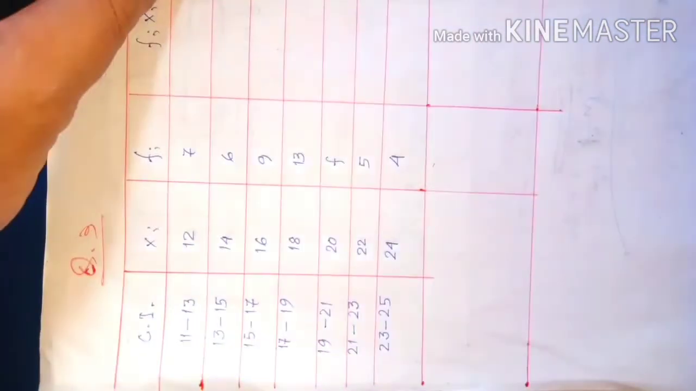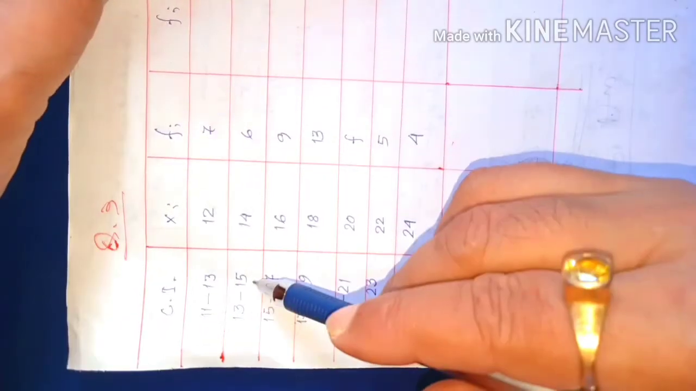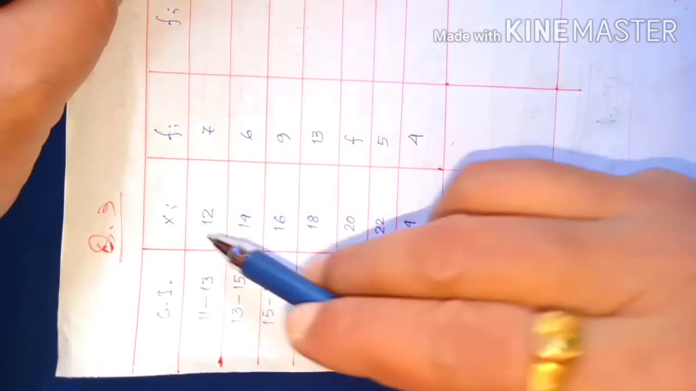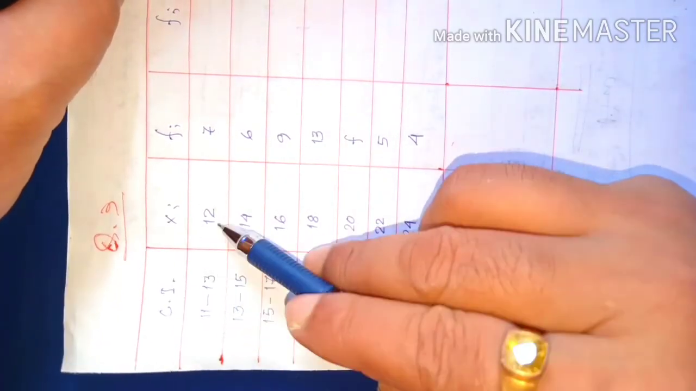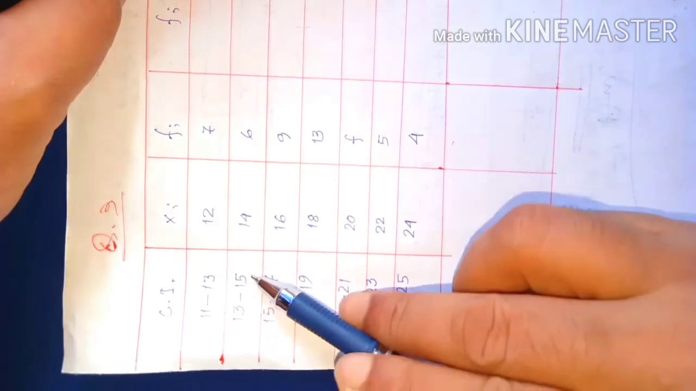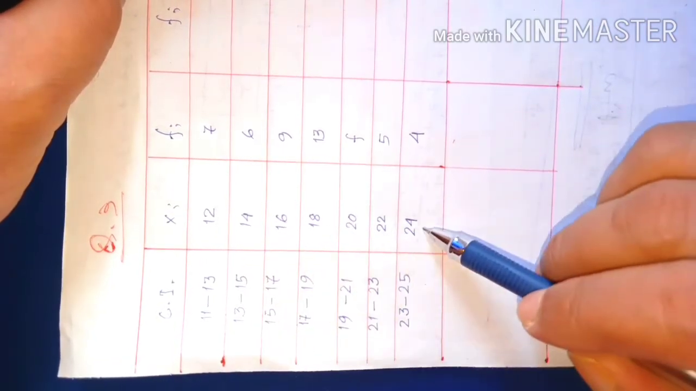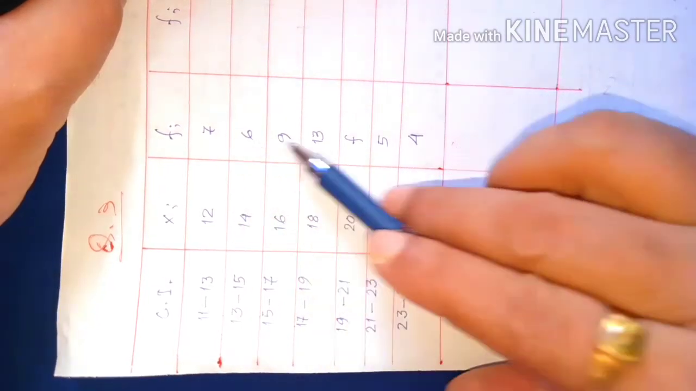So class intervals, I have put here class intervals 11 to 13, then 13 to 15, and 15 to 17, all these are put here. And the mid values, xi means the mid values, between 11 and 13 the mid value is 12, and so on: 14, 16, 18, 20, 22, 24. This will not be in your question, only the class intervals and frequencies will be given.